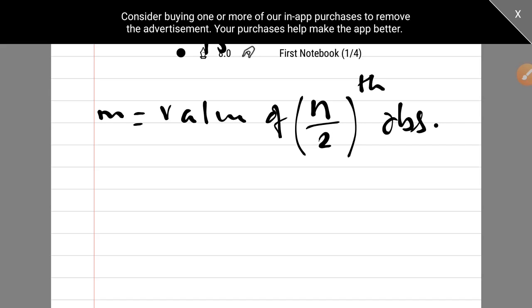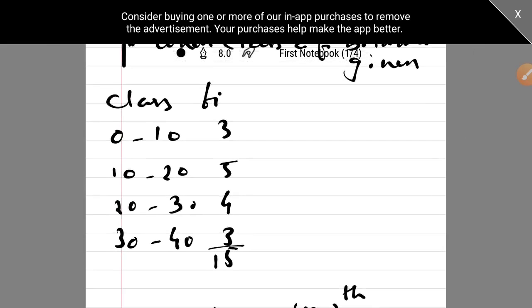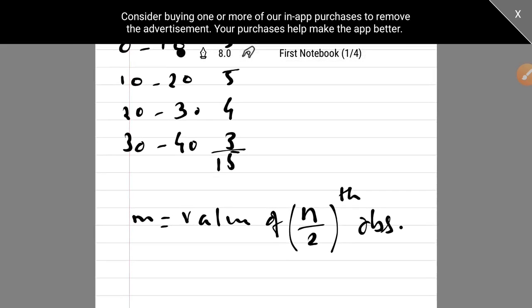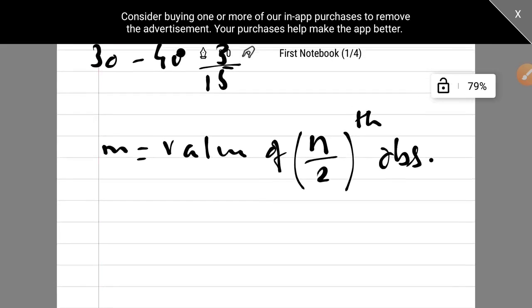So what you have to remember, that formula for median is value of n plus 1 upon 2th observation, but when in question classes are given, you have to find median. Your formula will have a bit change. It is value of n upon 2th observation. Okay, yes.